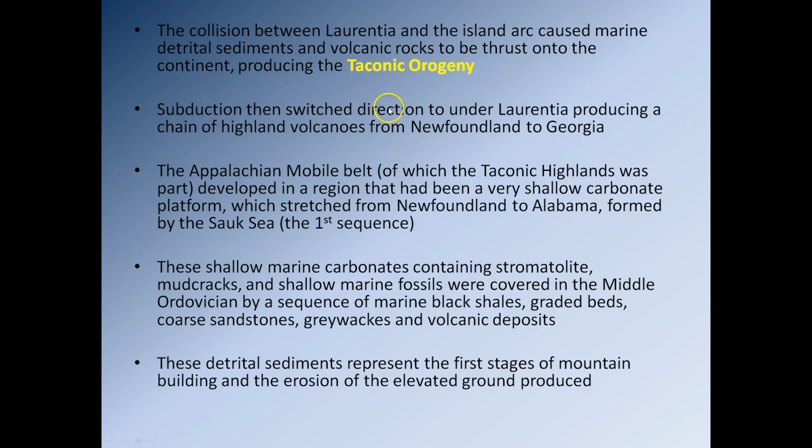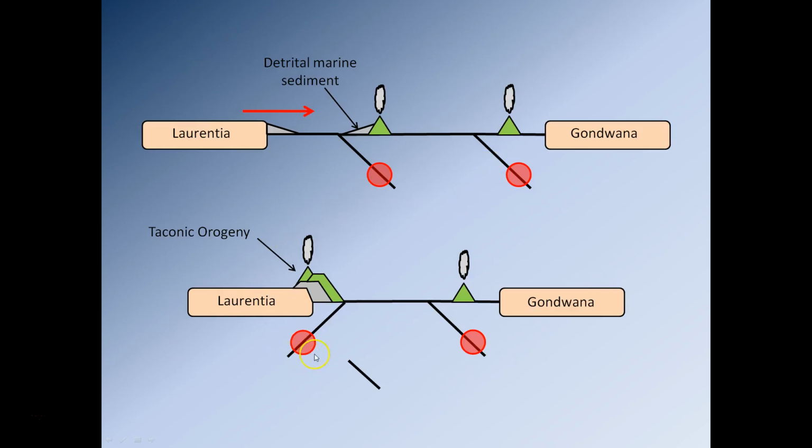So subduction then switched direction to under Laurentia, producing a chain of highland volcanoes from Newfoundland to Georgia. And so once we have the initial highlands, we then have subduction shifts. Magma's produced down here. That magma rises up and feeds volcanoes on the surface, so the Tectonic orogeny grows even larger as all of these volcanoes start putting volcanic rocks into the highlands as well, helping to make them larger.